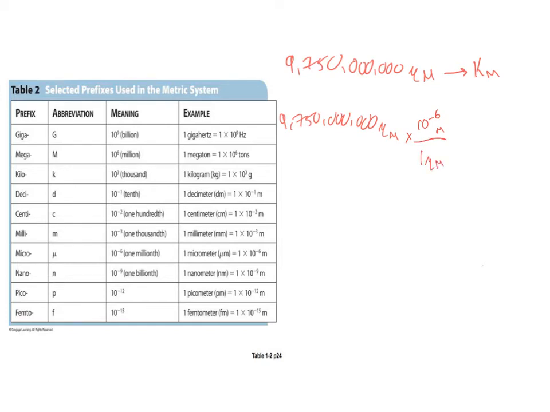And then we want to convert to kilometers. And we see that for every 1 kilometer, we have 10 to the 3rd meters. Which ultimately gives us a value of 9.75 kilometers.